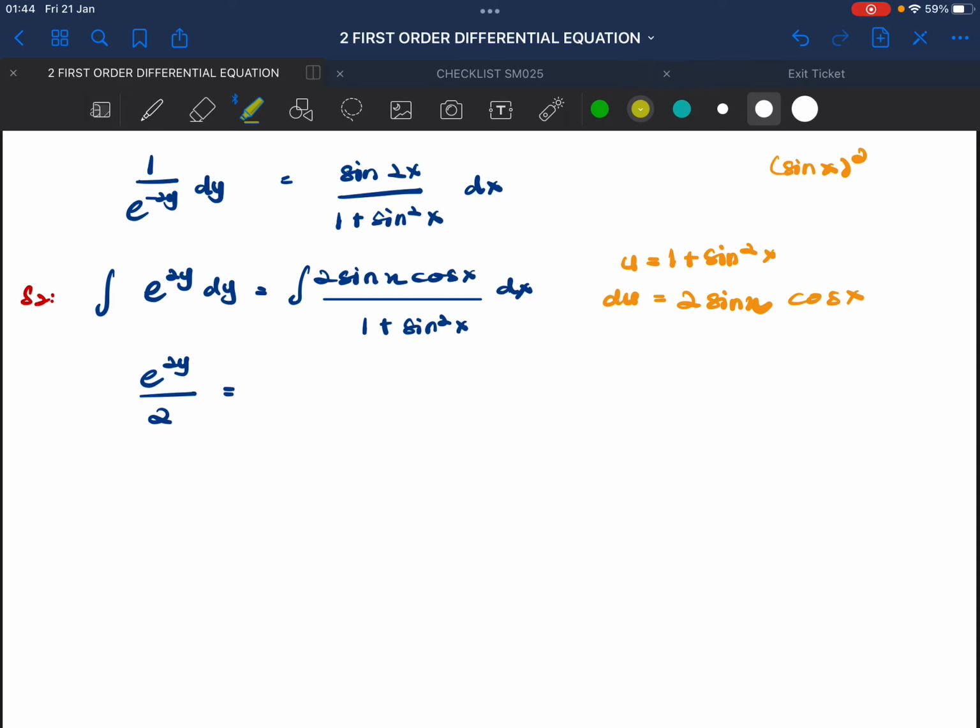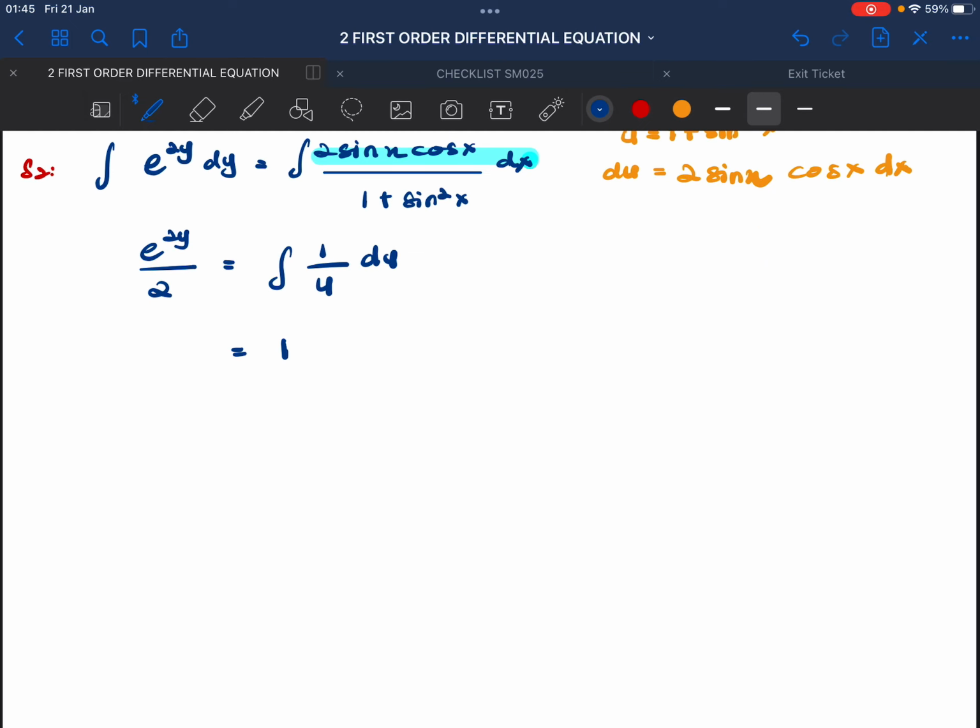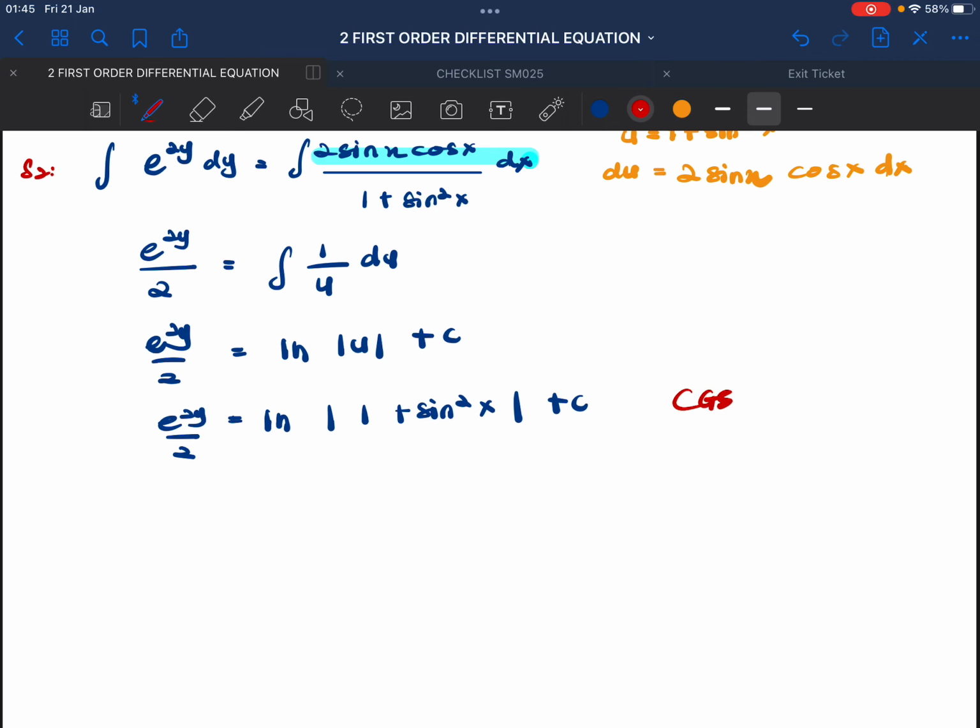As you look at the question here, you have 2 sine x cos x dx. So we can just simply substitute that into the equation. So we have 1 over u du. So now integrate the right hand side, we have ln modulus u plus c. So our u is ln (1 plus sine square x) plus c. So the left side we already did, just copy back, e to the 2y over 2. So that is your general solution.